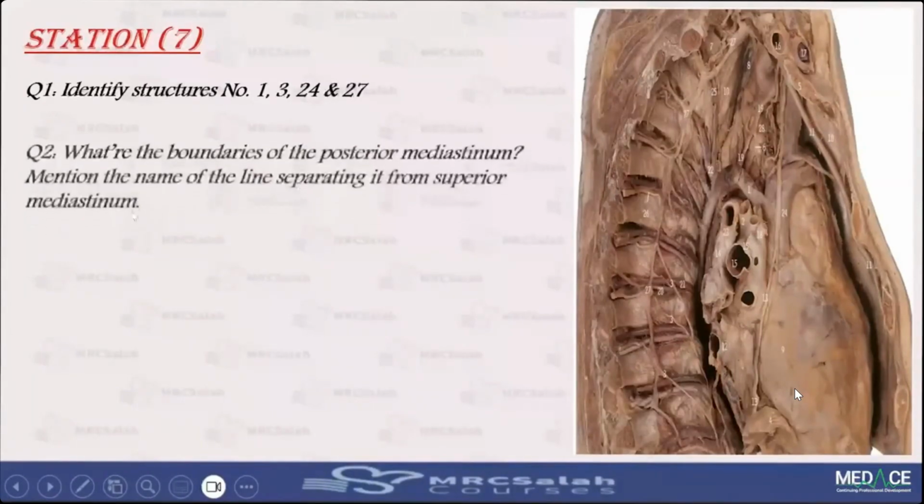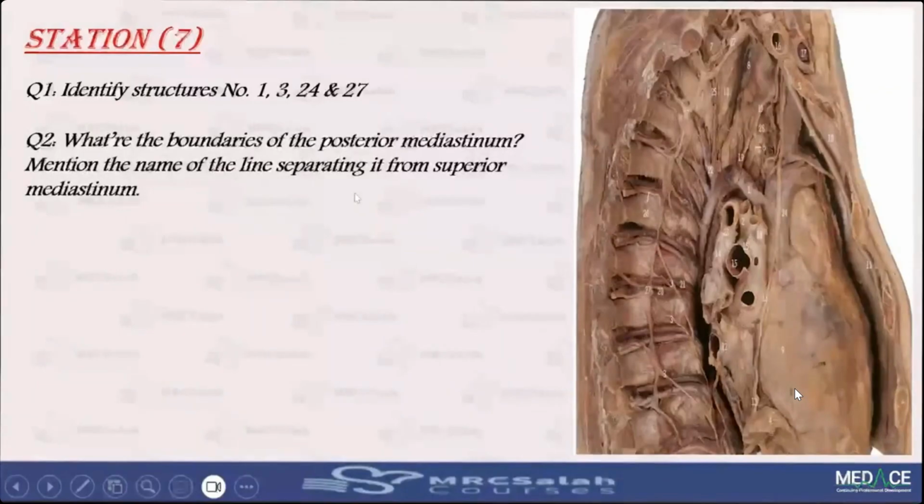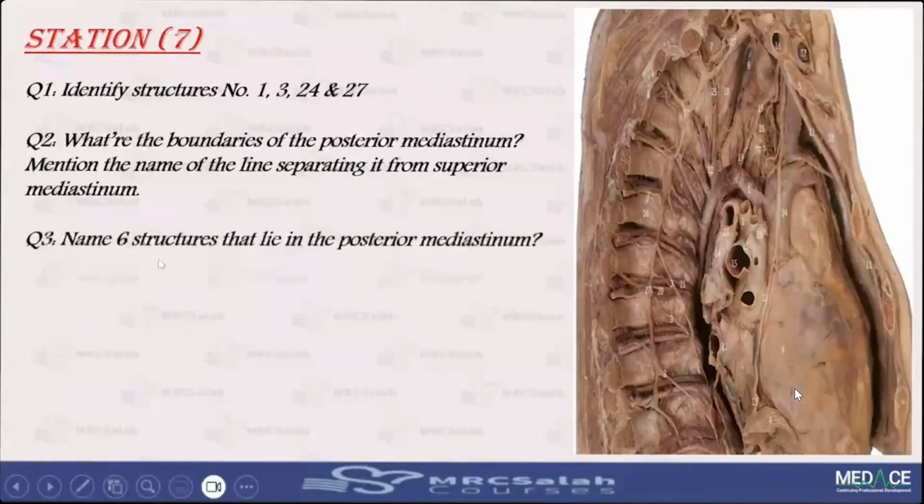That's it. What are the boundaries of the posterior mediastinum? Posteriorly there will be the vertebra. Anteriorly there will be the pericardium, and on both sides there will be the mediastinal pleura. Superiorly will be the transverse thoracic plane, and inferiorly will be the diaphragm. Yes, exactly.